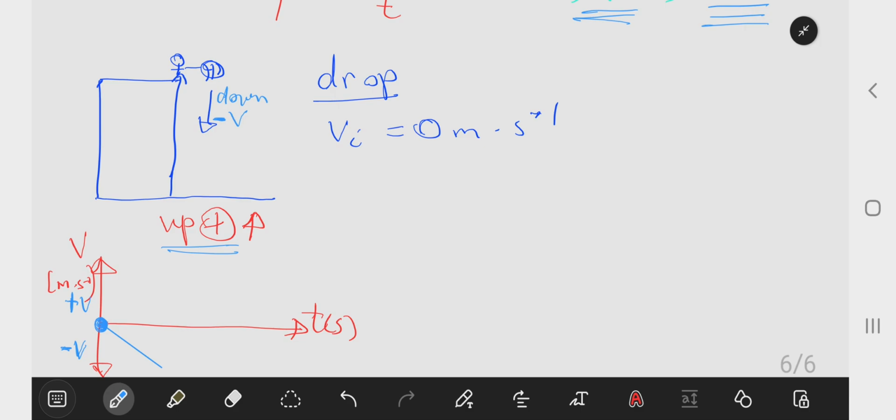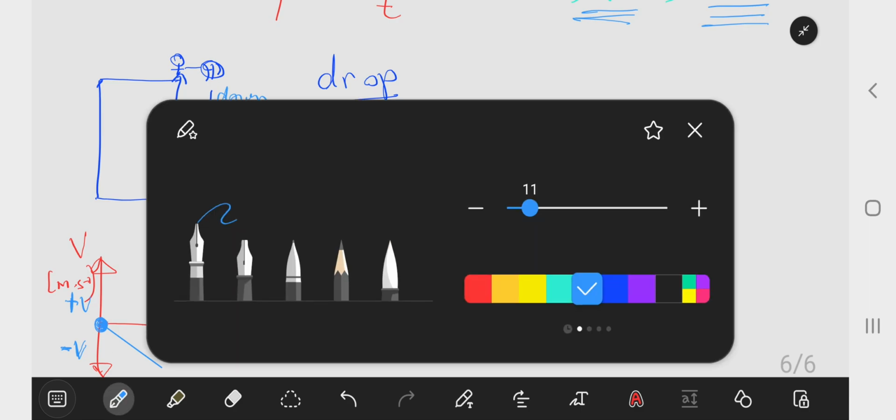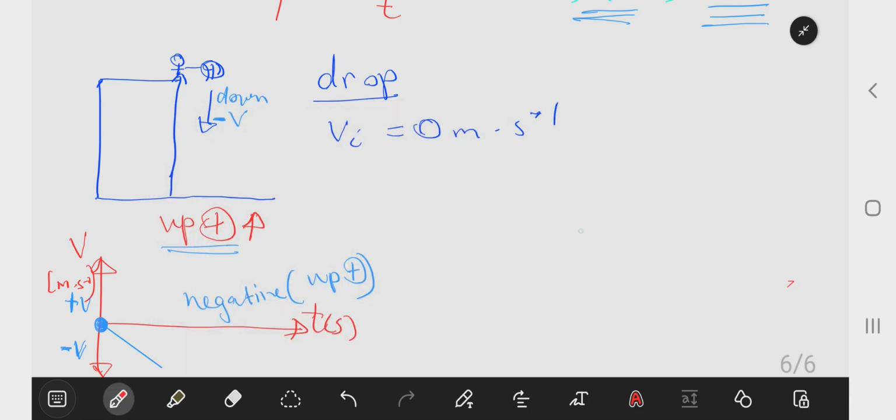So if I choose upward, this is how my graph appears. It has a negative slope. If it has a negative slope, we can see that up was chosen as positive. Now let us quickly represent this on another graph.